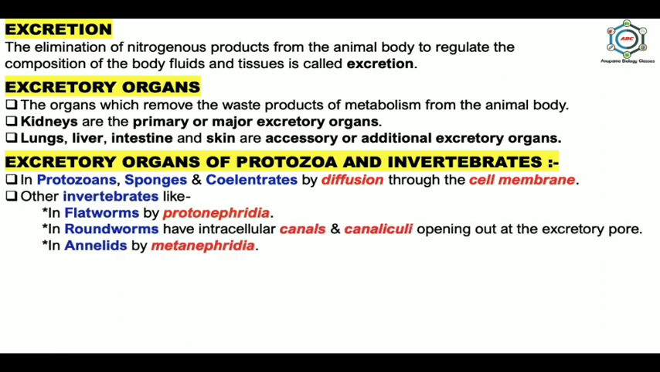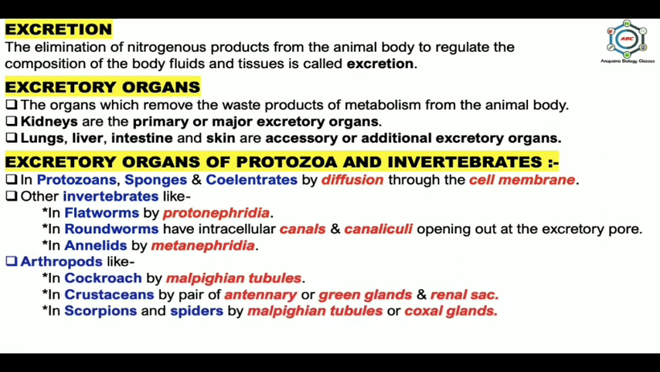In the case of other invertebrates, like flatworms, excretion occurs with the help of protonephridia. Protonephridia are a network of tubules lacking internal openings and have flame cells with vibrating cilia for excretion. Roundworms have intercellular canals and canaliculi opening out at the excretory pore, and in the case of annelids, excretion is by metanephridia with internal openings, and these nephridia consist of a nephridial canal that opens into the nephrostome and to the exterior by the nephridiopore.